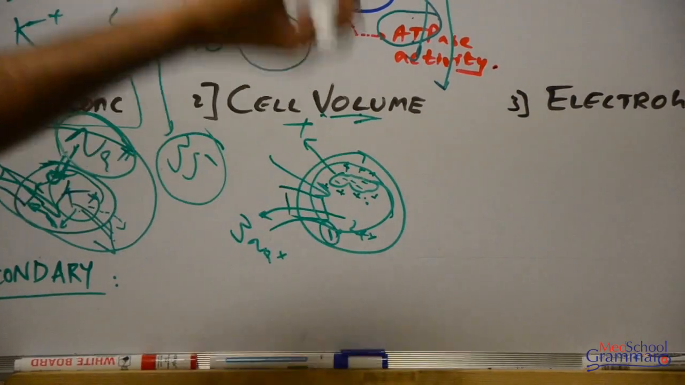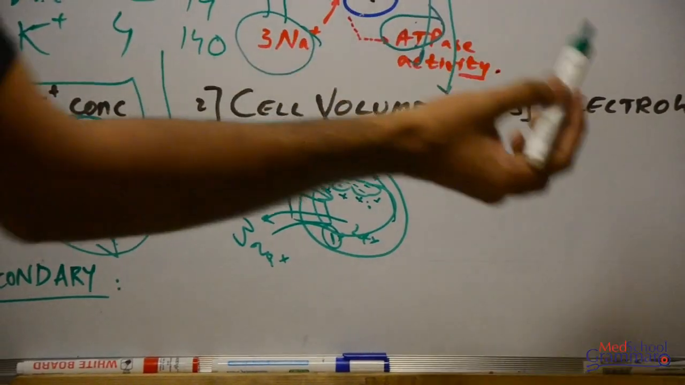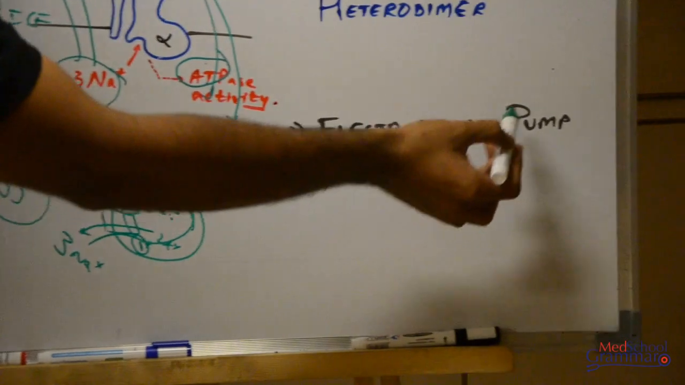So this is the second function of the sodium potassium pump. The third function is that it acts as an electrogenic pump.